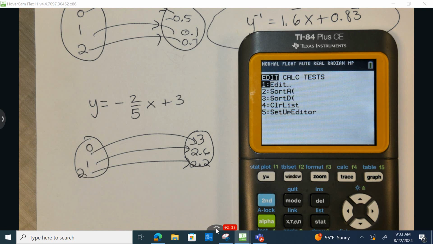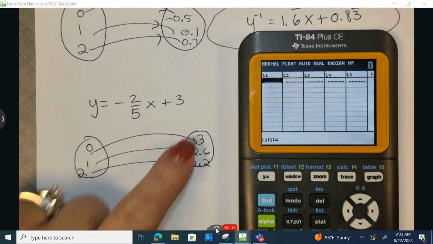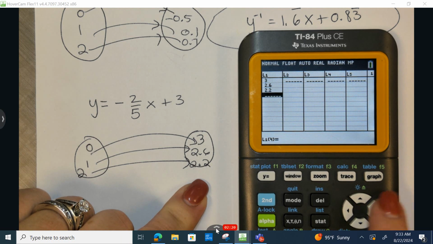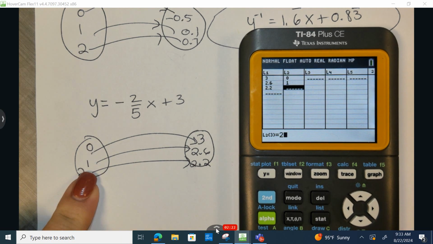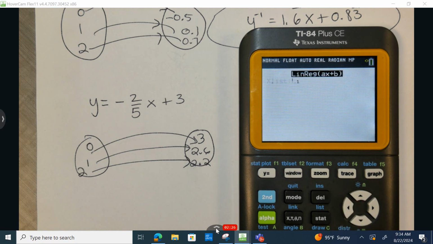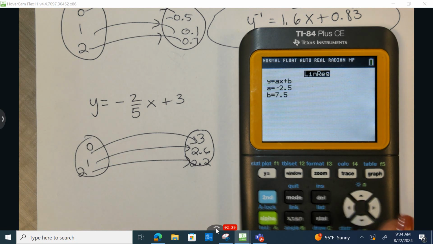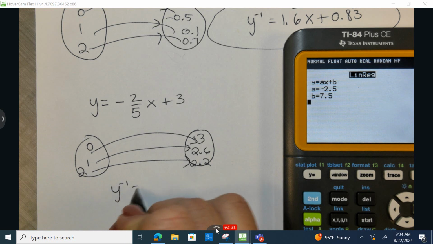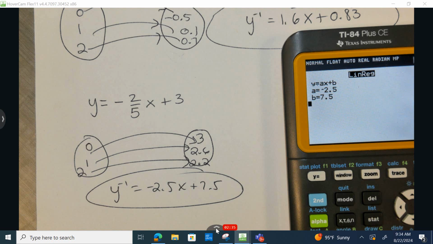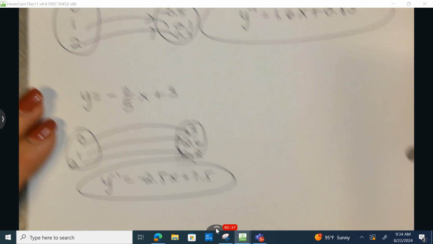Go to stat, edit, now we need to reverse it. So I'm going to start with the 3, the 2.6, and the 2.2. Go into stat, calculate, go down to linear regression, press enter all the way through. So the inverse of this is negative 2.5x plus 7.5. Right, let's look at the next one.